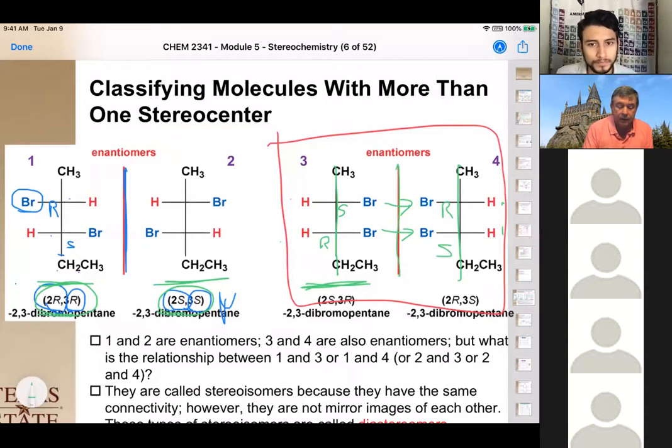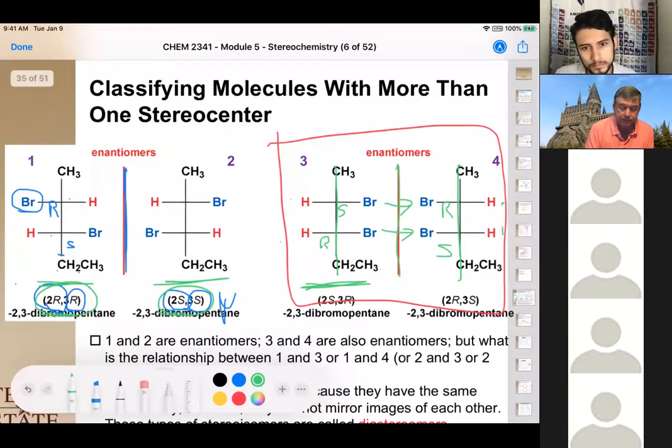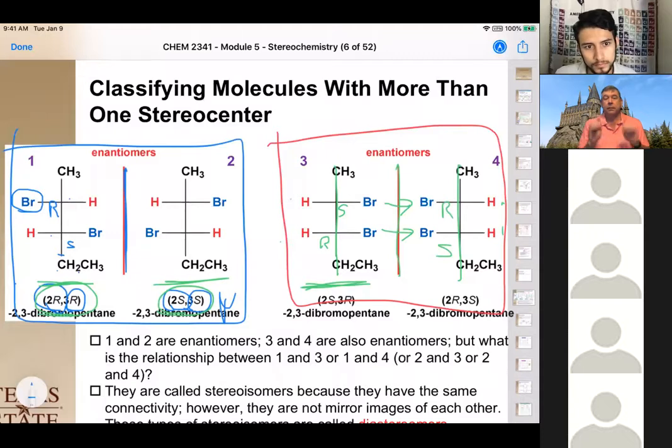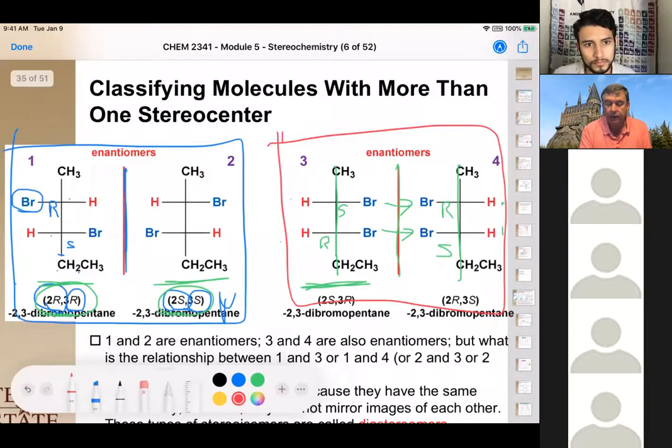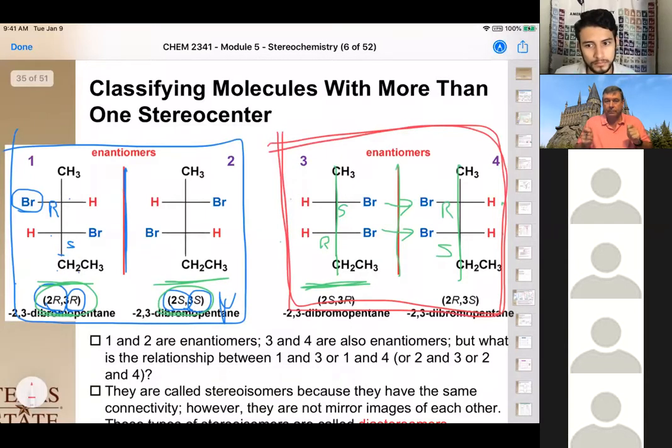Okay, now here's a clear distinction. This is a pair of enantiomers. Enantiomers only come in pairs. This is a pair of enantiomers, okay? This is a set of diastereomers. All 4 of those is a set of diastereomers, okay? Now here's the definition.